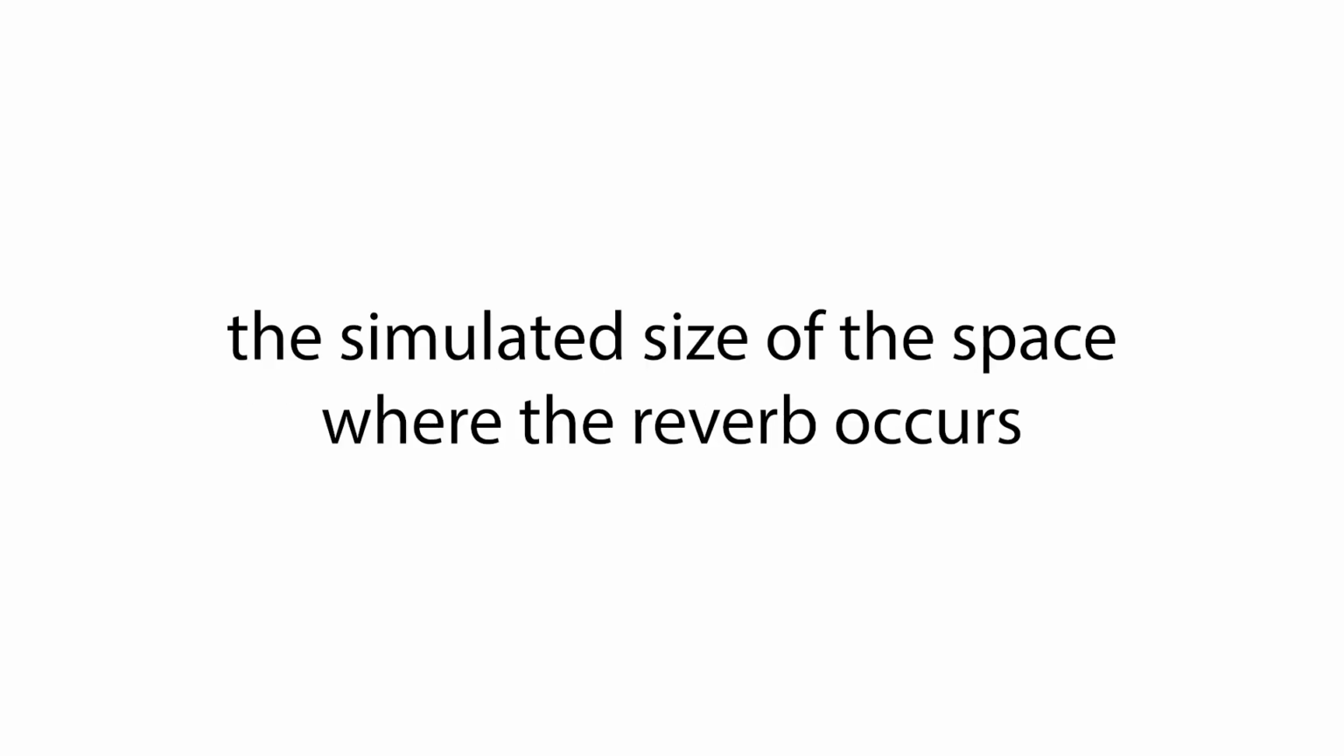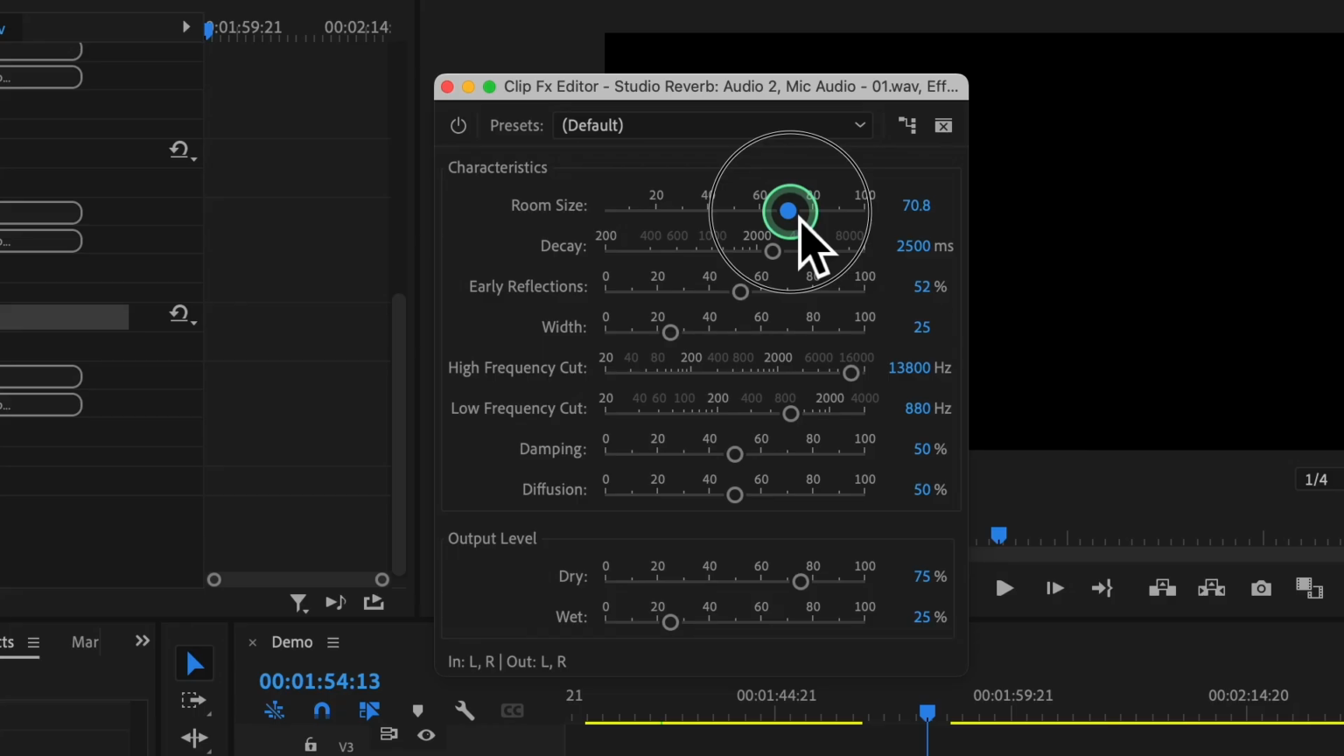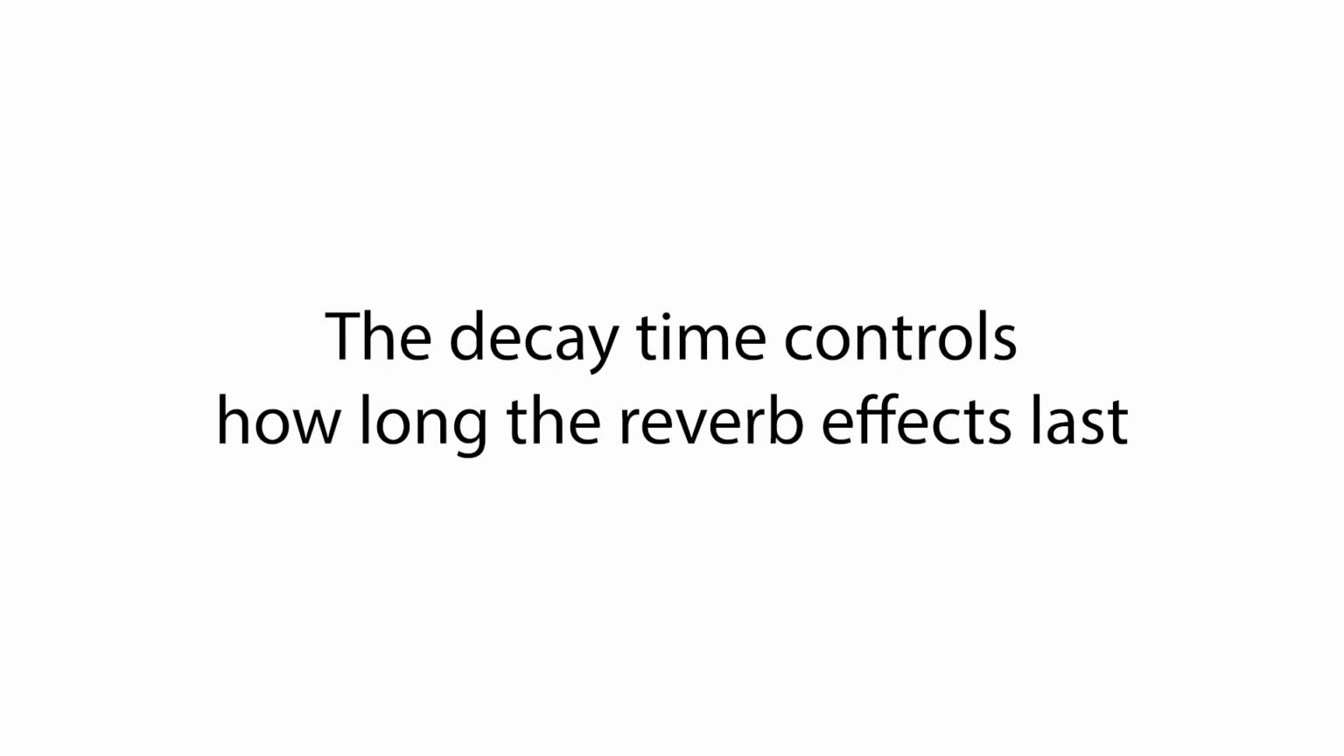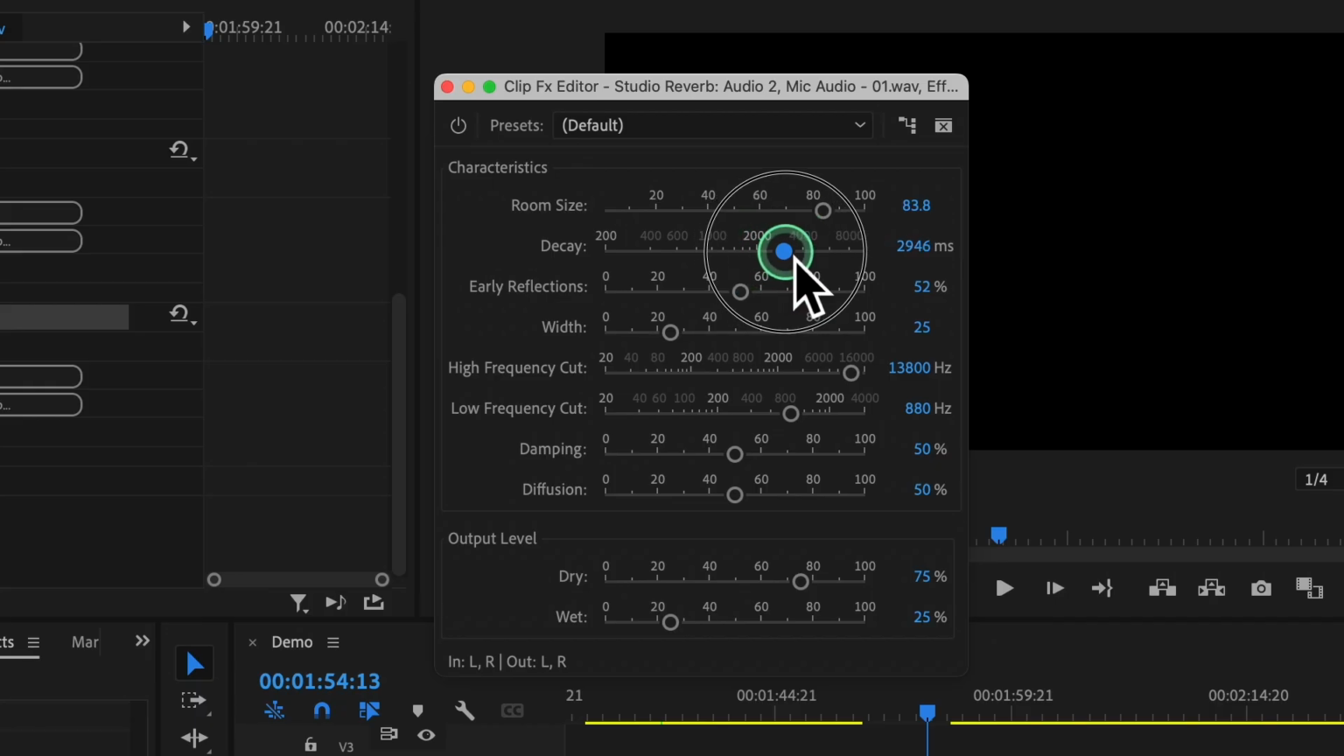The room size parameter controls the simulated size of the space where the reverb occurs. Increase the room size to make the audio sound like it's in a larger space. The decay time controls how long the reverb effects last. Increase the decay time for a longer reverb tail, making the audio sound more echoey.